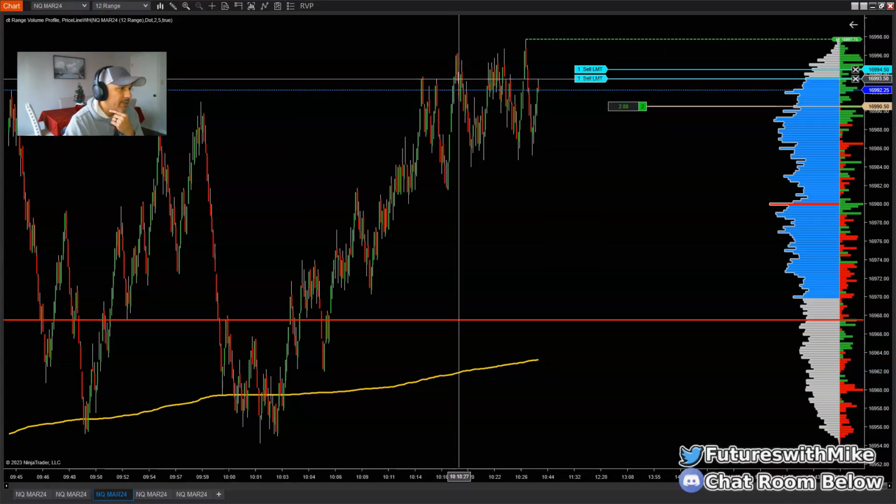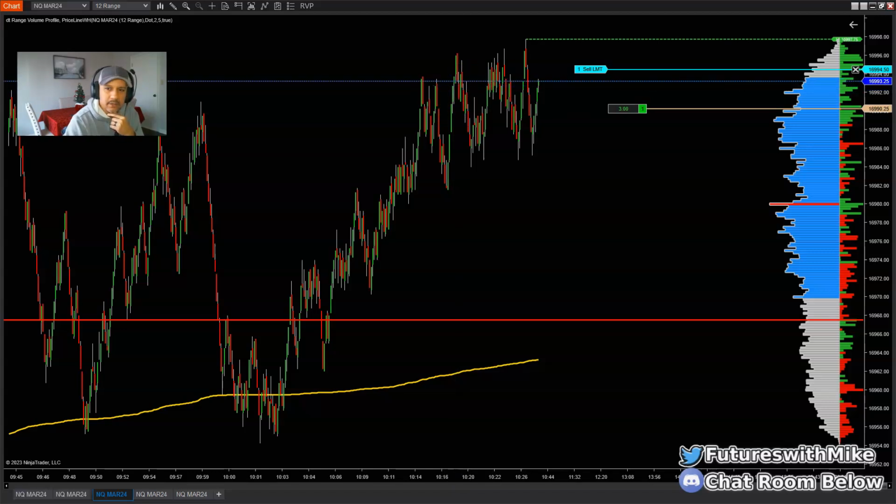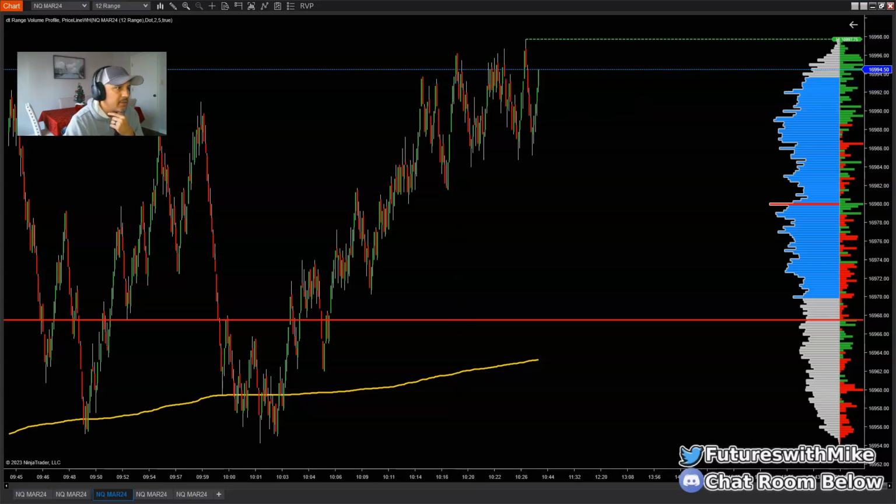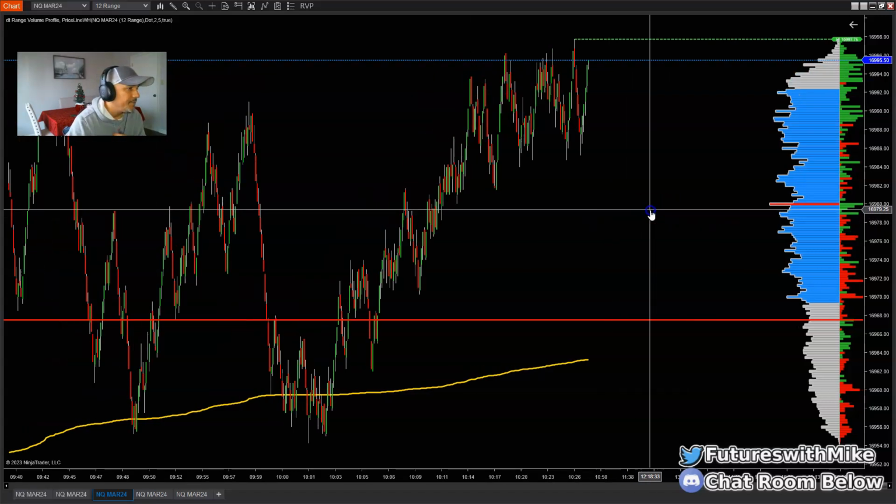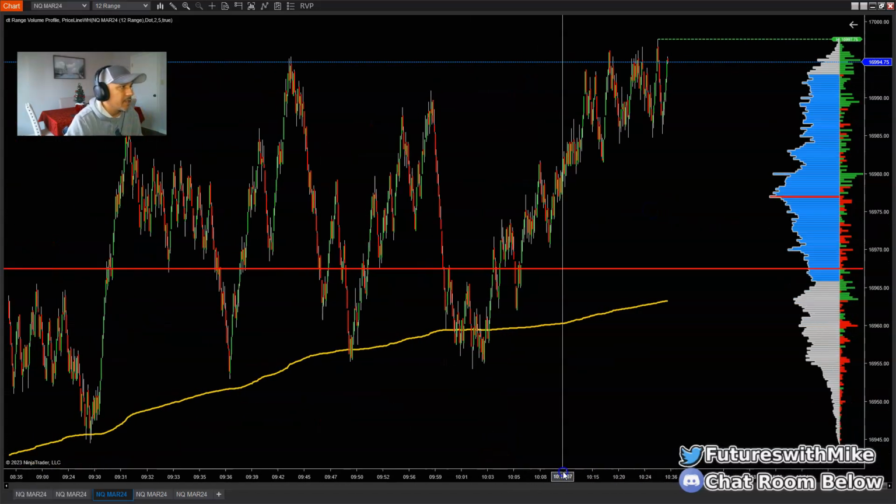Just a quick little trade here. We hit my first target to the tick. Look at that, and pull back and hit it. All right, so first contract's filled, second contract's filled. Just going with the flow of the market structure.